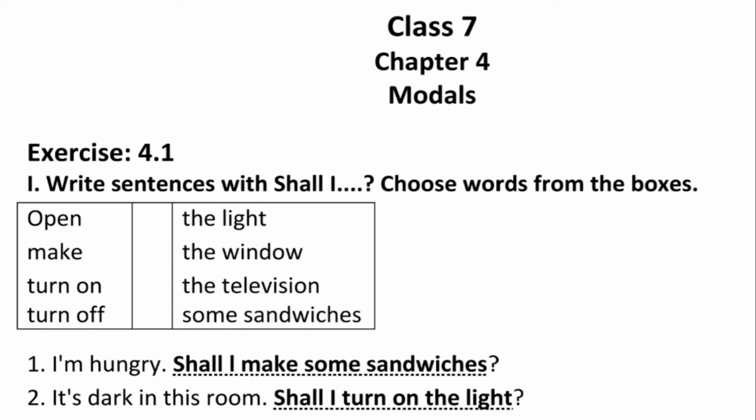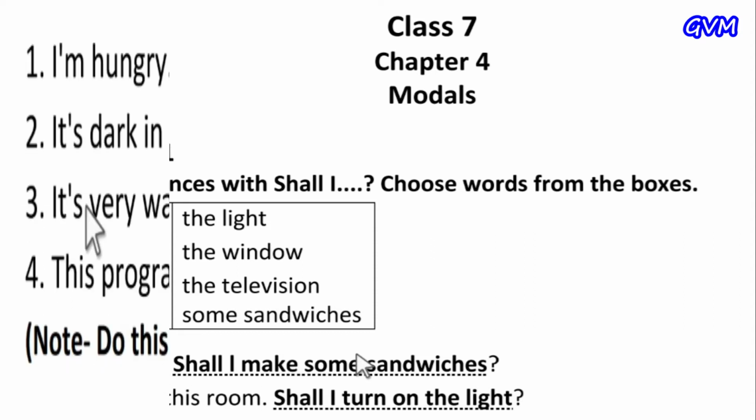So here is the exercise 4.1. Question number first. Write sentences with shall. Choose words from the boxes. Here are the clues. We use these clues and fill in the correct answers. First one is I am hungry. Shall I make some sandwiches? We use shall because it denotes some action.